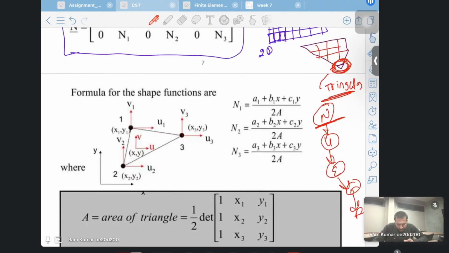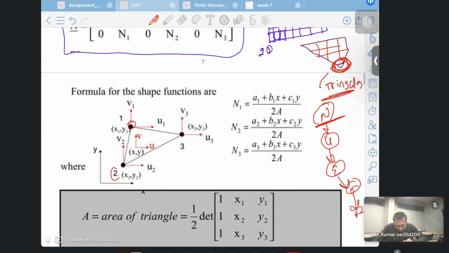Okay, so this is our 3-node element. It has node 1, node 2, node 3. So this is a 3-node element. And as I initially told you, these are the nodal displacements U1, V1, U2, V2, and U3, V3.